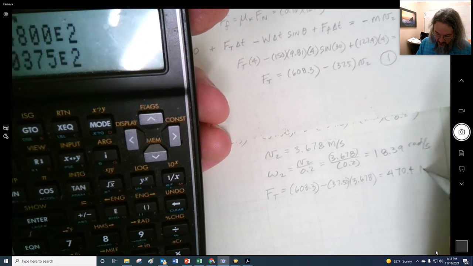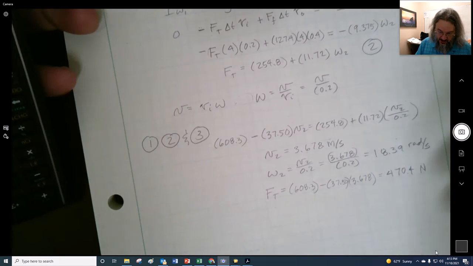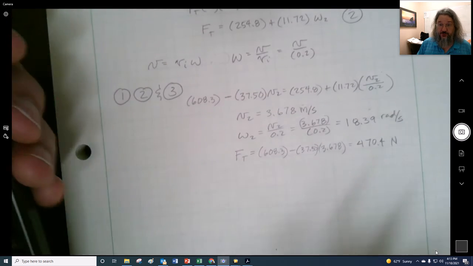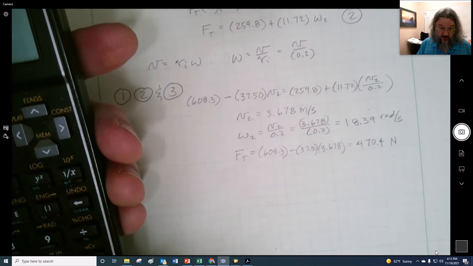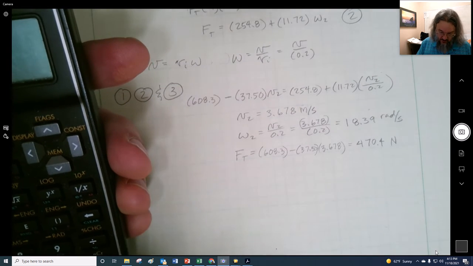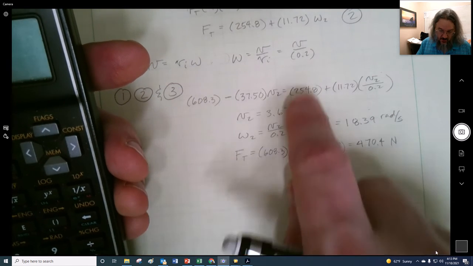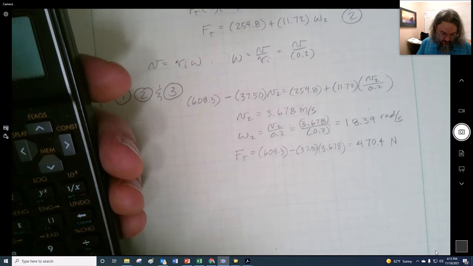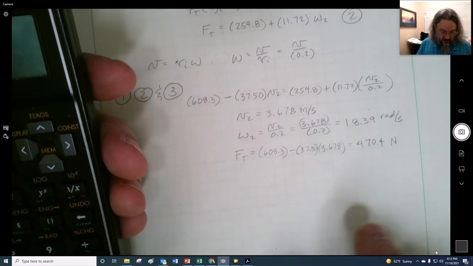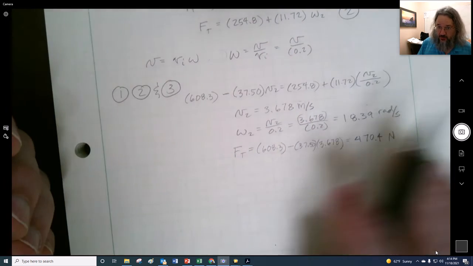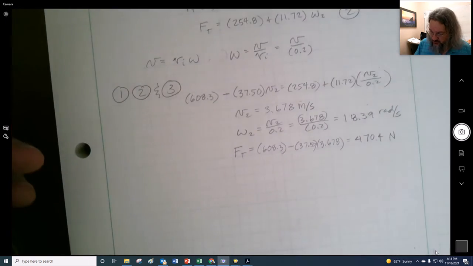470.4 newtons. We could try it out here to double check if we wanted to, right? So we could say that 11.72 times 18.39, and we add to it 254.8. Yes, and we get 470.3. Yeah, so we got that. Okay, good. So we did the first part.